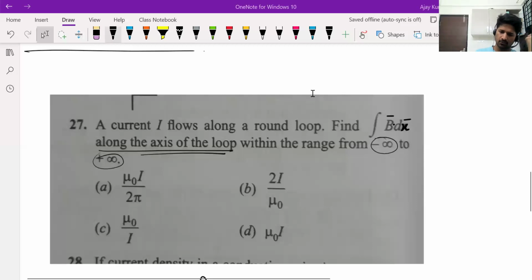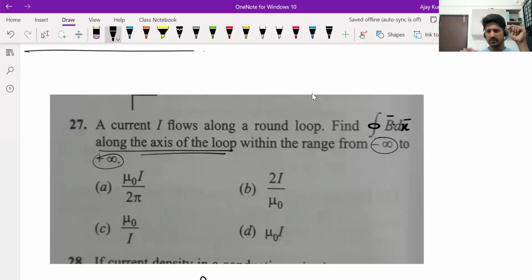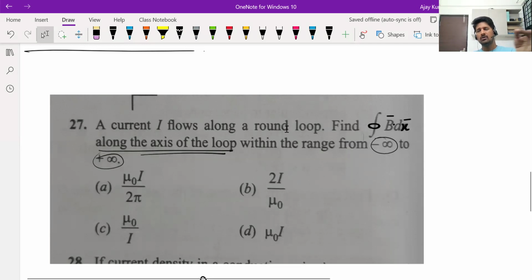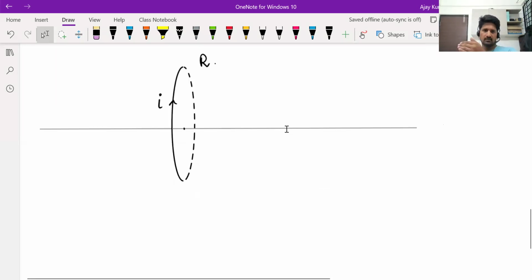Listen, if they want you to integrate over a closed path, they'll put a ring around the integral like this. And also here the path is visible. They're asking you to perform that integral along the axis. The axis of a circular loop is a straight line, so you can't call it a closed path. There are some cases in which you can take it to be part of a closed path. We'll discuss that. But as such, it's not a closed path.